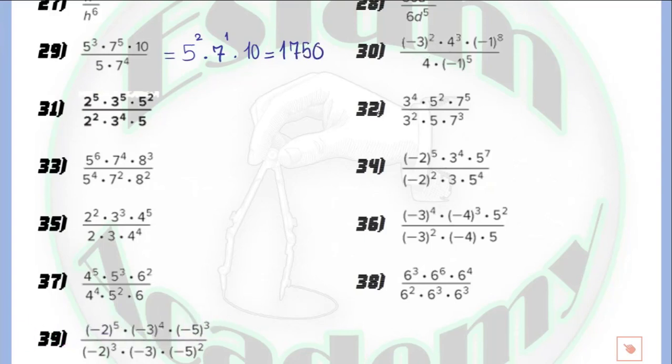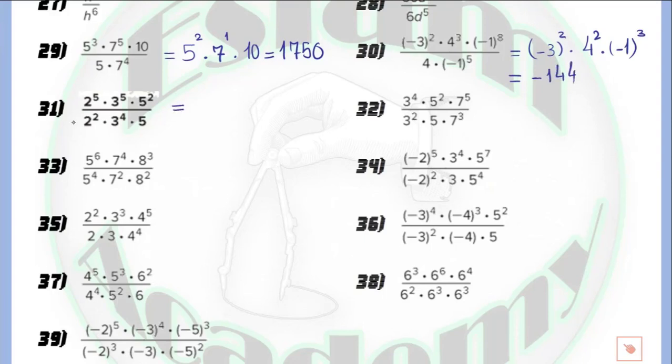In question number 30, at the first we have negative 3 to the power 2 times 4 to the power 3 times negative 1 to the power 8 divided by 4 times negative 1 to the power 5. At the first, there is only negative 3 to the power 2, so we will write it without any change. Times, we have 4 up and 4 down. It means we will divide. Just write 4. 3 minus 1 equals 2. Times, we have negative 1. 8 minus 5 will be equal to 3. By multiplying, you will find that the answer would be equal to negative 144.